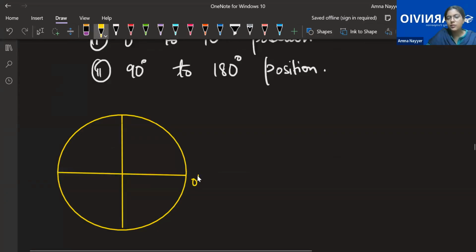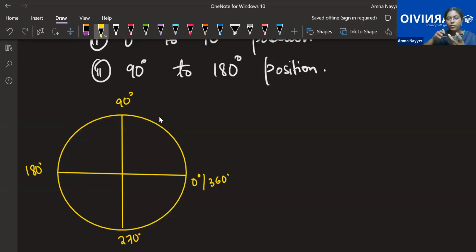Imagine this is 0 degree, or 360 degree, here 90 degree, 180 degree, this is 270 degree, and this is 360 degree. This is how the coil is rotating. From the top view, the coil is like this, then like this, then like this, then like this. This whole pattern we'll see in alternating current, where we'll calculate the induced EMF using different methods.